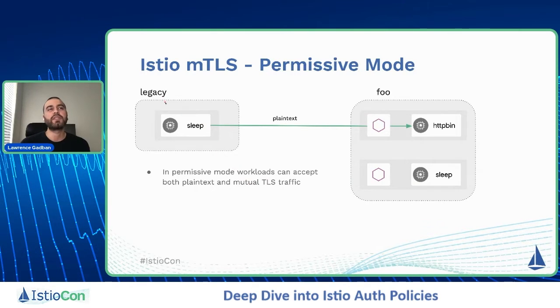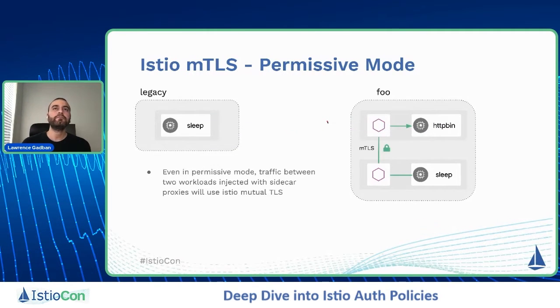We also have a legacy namespace that has a sleep pod with no sidecar injected. In other words, it can't participate in mutual TLS with these workloads over here. So in this case, if we want to make a request from the sleep application over here to httpbin in foo, that would happen over plaintext. And since we're in permissive mode, that is allowed.